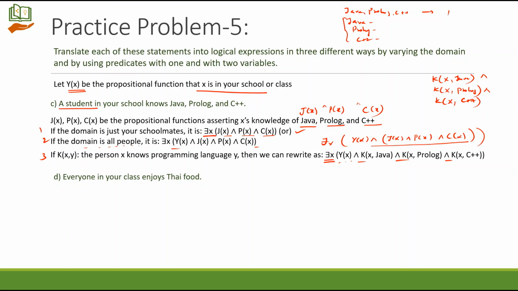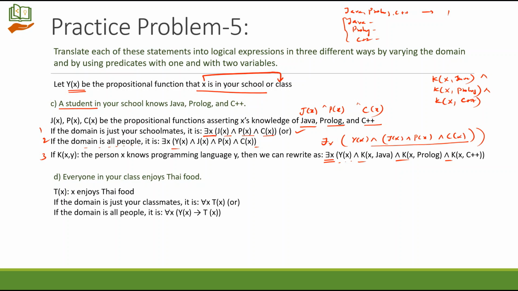Now we will get into the D statement. Everyone in your class enjoys Thai food. So now we will get to the domain of X in the class, not school. Here, enjoying Thai food can be taken as T of X. So how will we express the first way? If the domain is just your classmates, we can say for all X it is T of X. So this is the first way.